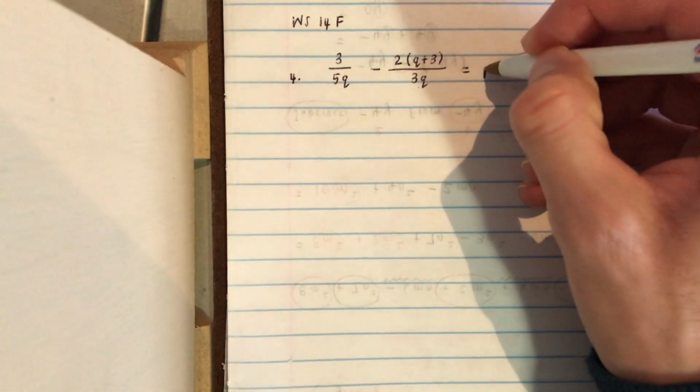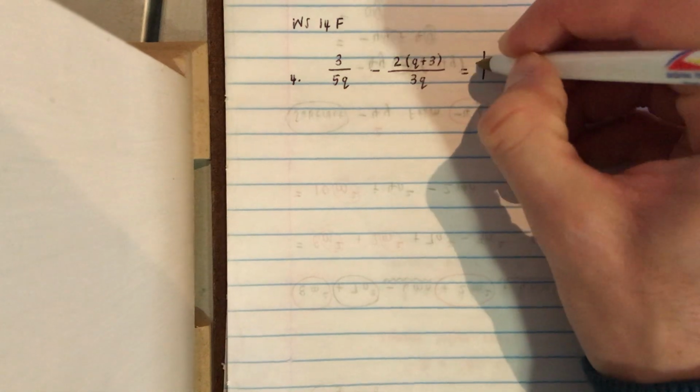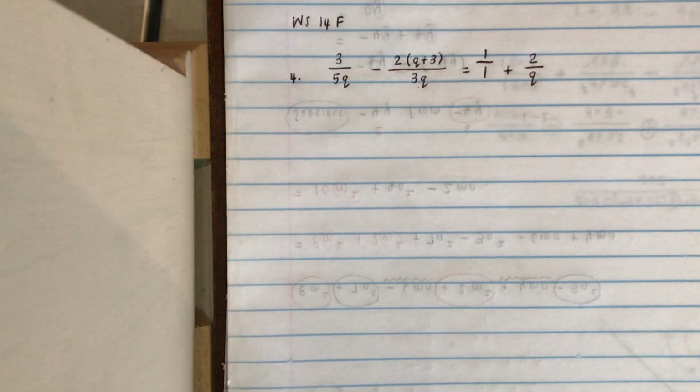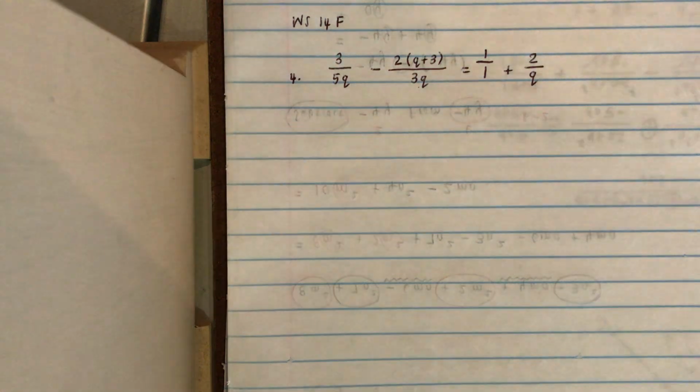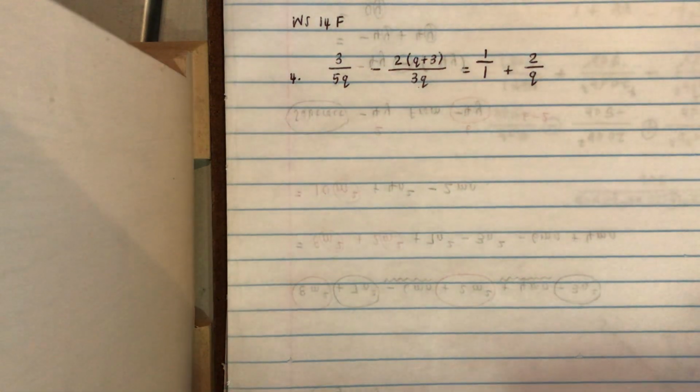Okay, so what we're going to do, this one, we're going to write as 1 over 1. That's the same thing, right? So that's the first step, make everything a fraction. Then the second step is to determine the lowest common denominator.